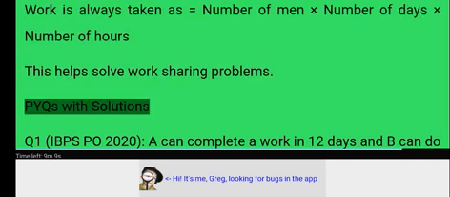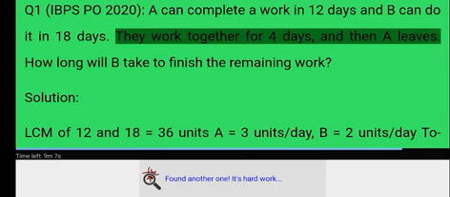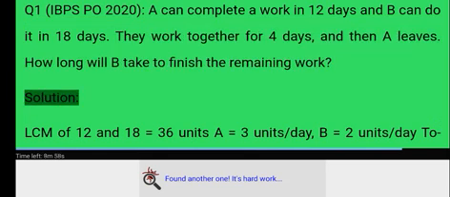PYQs with solutions. Q1, IBPS 2020: A can complete a work in 12 days and B can do it in 18 days. They work together for 4 days, and then A leaves. How long will B take to finish the remaining work? Solution.